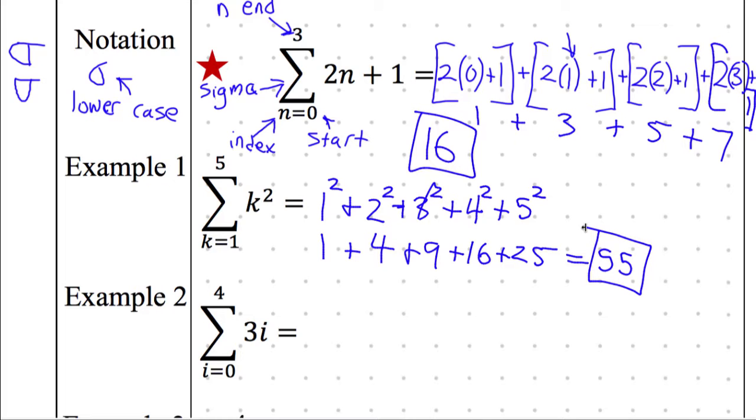Yeah, again, you can do this really quick because 16 and 4 is 20. I did 16 plus 9 equals 25. 25 plus 25 equals 50. That's a good way to do it too. Plus 5 equals 55. Yeah, let's try example 3.